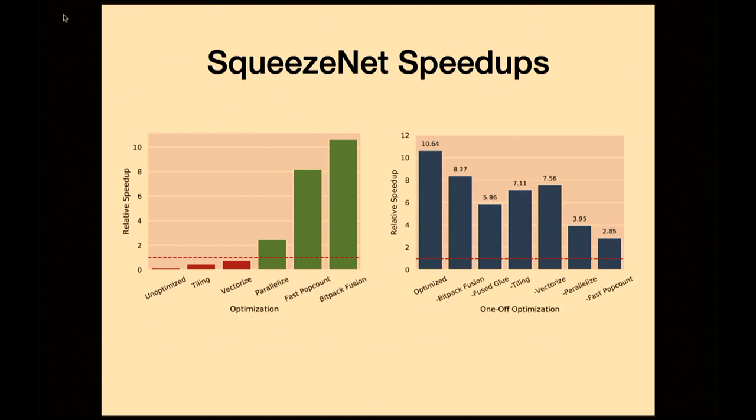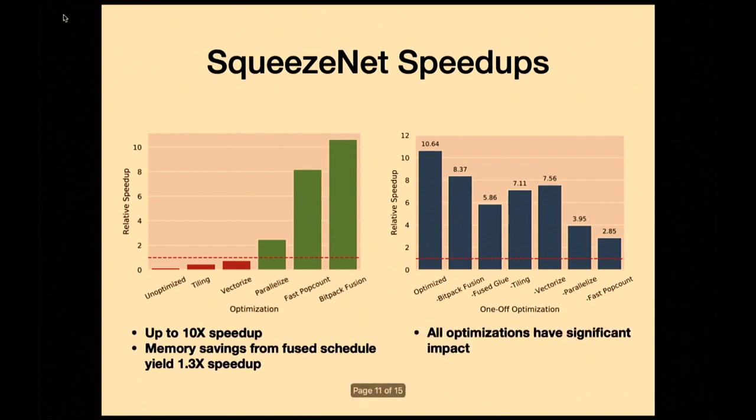So the key things are by fusing our glue, which is things like batch norm, we get a 2x speed up. By doing this bit pack fusion, you get a 1.3x speed up. And without all of these optimizations, you would have a hard time justifying the loss of accuracy, which is what we said.